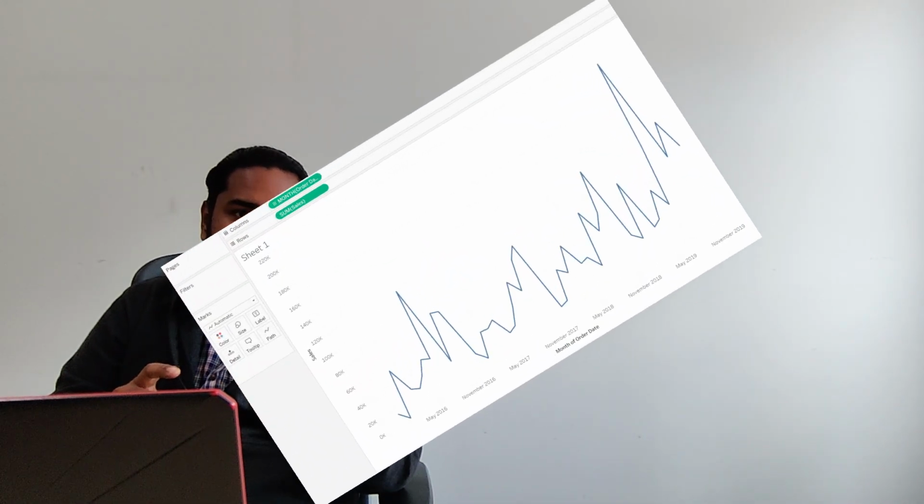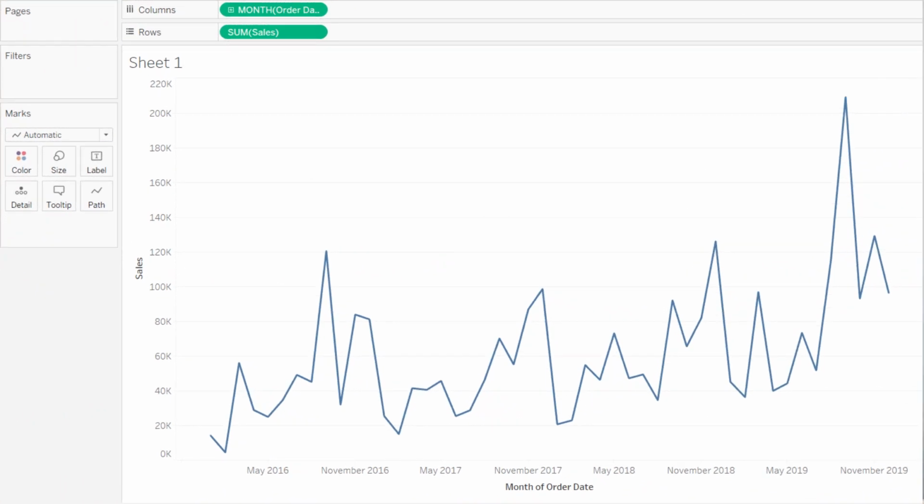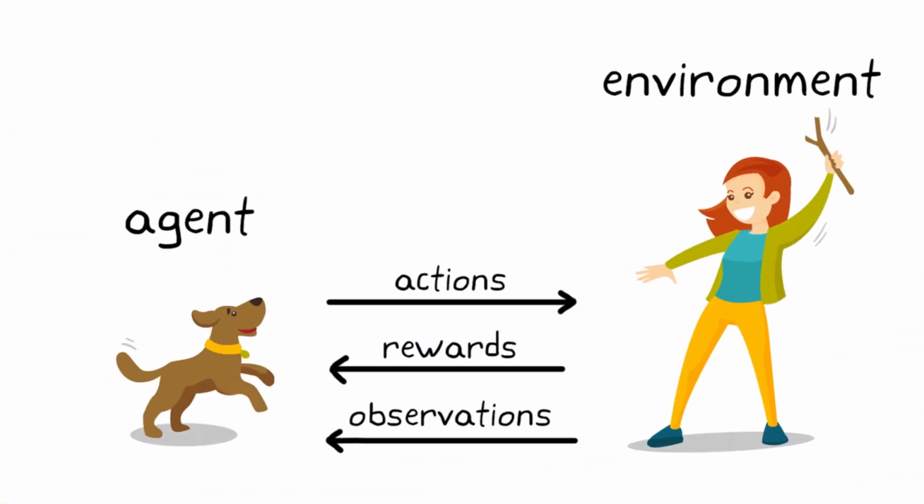In time series forecasting, exponential smoothing is a popular technique. It is used as a weighted average of past observations with exponentially decreasing weights as the observations become older. In reinforcement learning, the agents learn optimal actions based on rewards and punishments.